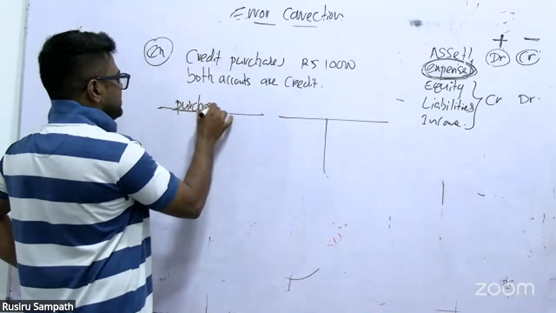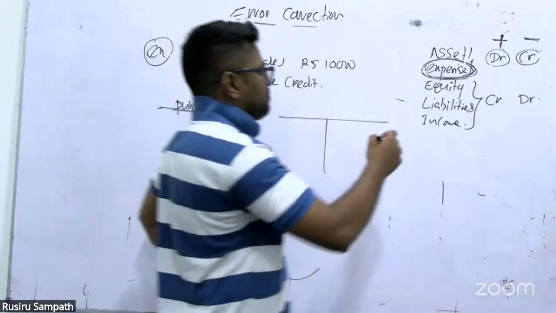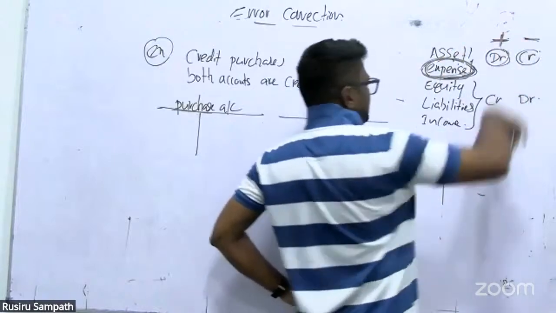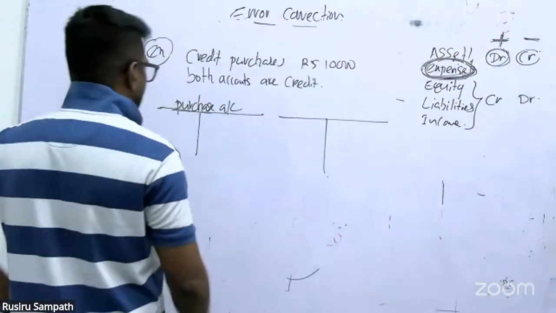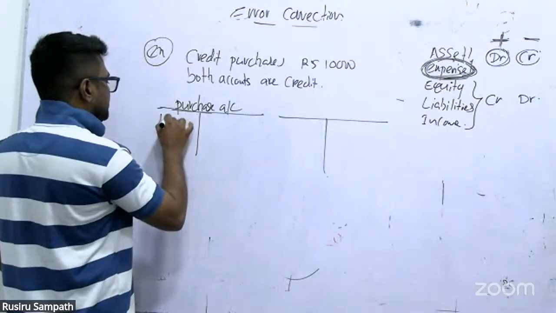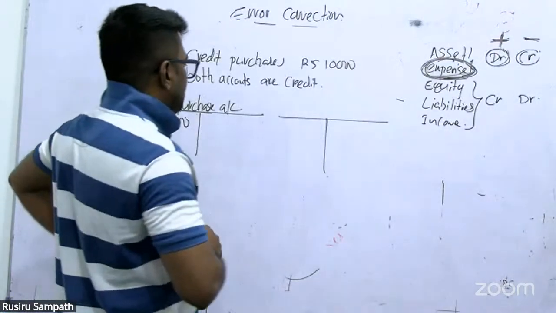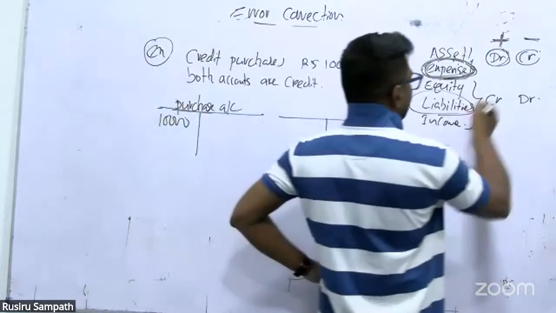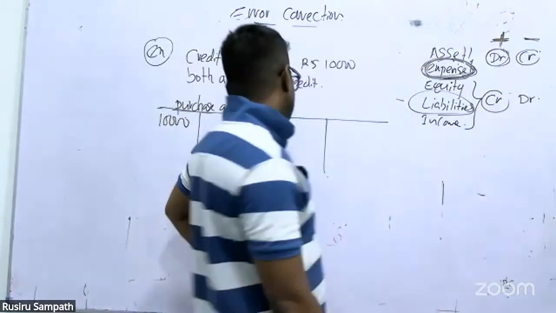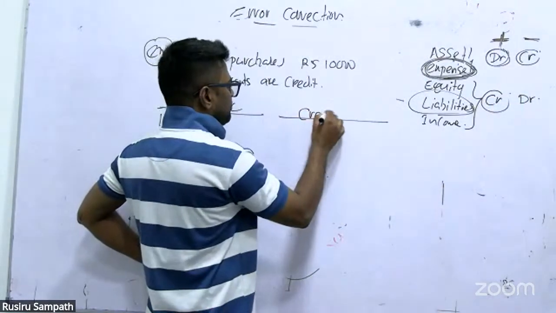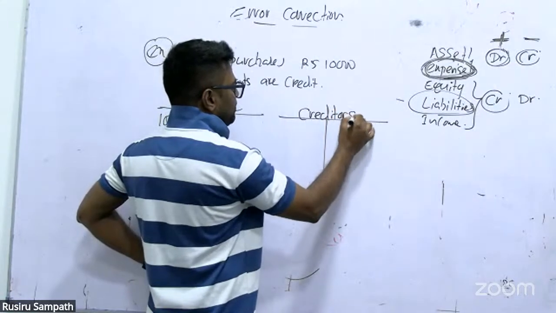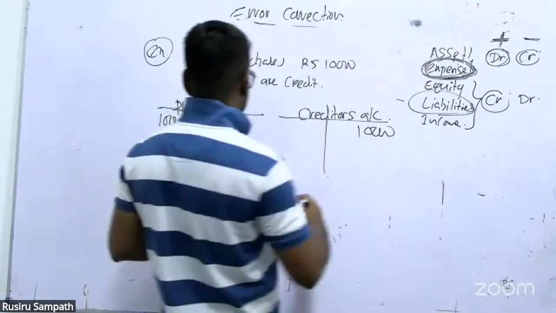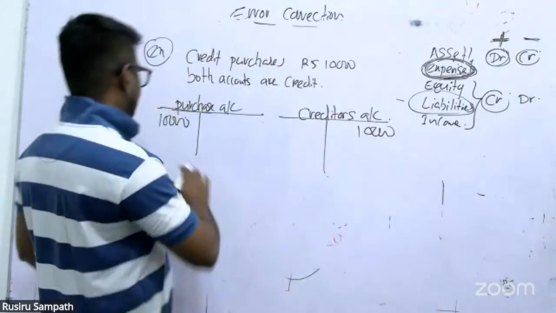Purchases are expenses, and expenses increase with a debit. So debit the purchase account 10,000. But the purchase is from creditors, and creditors are liabilities. Liabilities increase with a credit, so credit the creditors account 10,000.